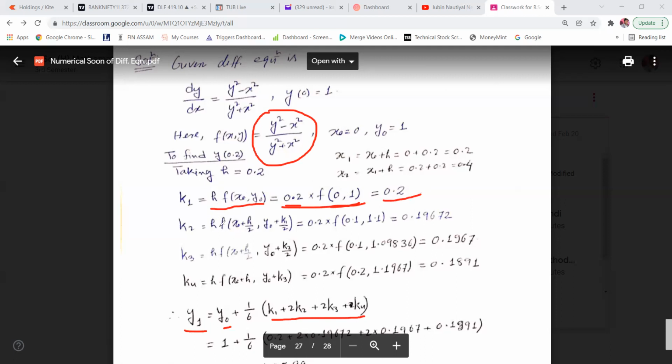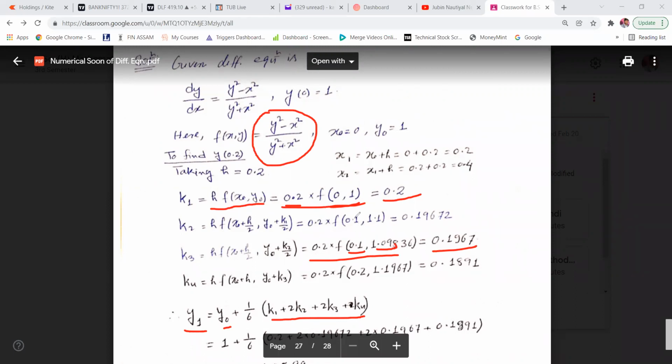Then k2 will be what? h f of x naught plus h by 2, comma y naught plus k1 by 2. You put x naught value here, you put h value here, you will get the value of x here. You put y naught here, you put k1 here, then simplify it, you will get the value of y. Then in the function f of x, y, in place of x you put this one, and in place of y you put this one. And then you simplify this one, and then you will get this one.